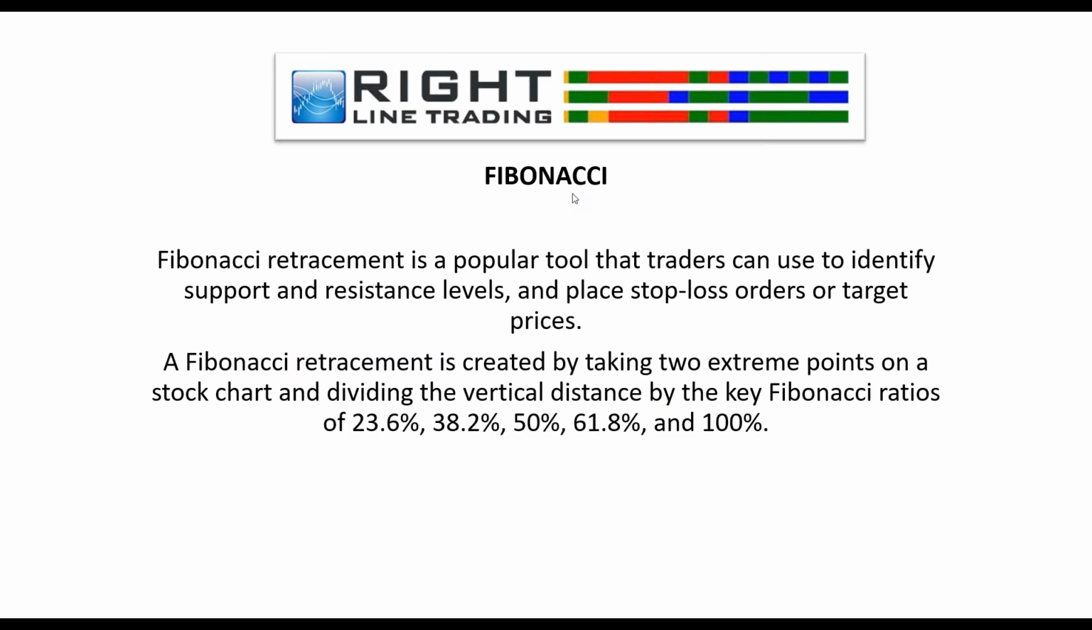Now, let's just take a quick look at Fibonacci. Fibonacci retracement is a popular tool that traders can use to identify support and resistance levels and place stop loss orders or target prices. A Fibonacci retracement is created by taking two extreme points on a stock chart and dividing the vertical distance by the Fibonacci ratios. So you get 23.6, 38.2, 50%, 61.8, and 100%.